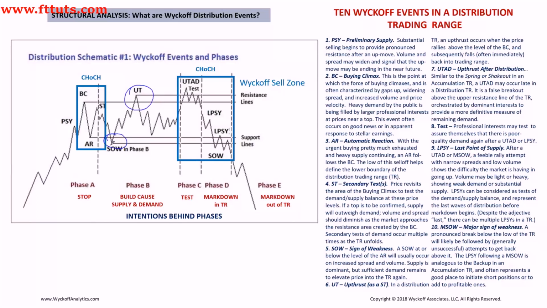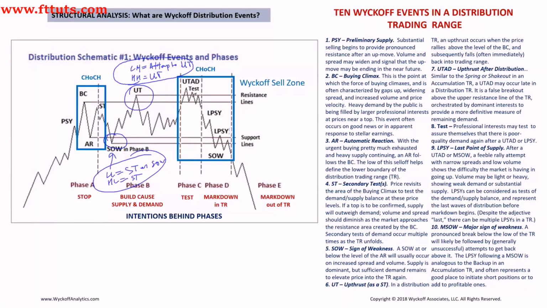And if the test at the support is a low, then we're going to label it as a secondary test, a sign of weakness in phase B. A high-low is going to be just a secondary test, and a lower high in phase B is going to be labeled as an attempt to upthrust. And a higher high is going to be an upthrust. So these are the labels and definitions in phase B.